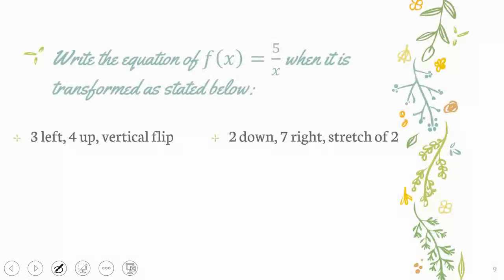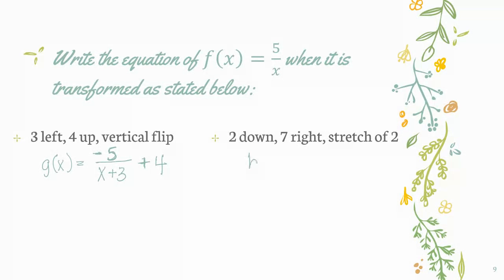Let's write an equation here. So we're given the equation f of x equals 5 over x when it's transformed. So we're going to call this g of x because remember it is a different function. And I'm going to keep my fraction. The 5 on the top is going to stay the same. Okay, I'm not shrinking or stretching. So 5 is going to stay the same. On the bottom, I'm moving left, so I'm going to make that x plus 3. Then I'm moving up 4. And I'm doing a vertical flip, which means I need that negative sign with my numerator, okay?